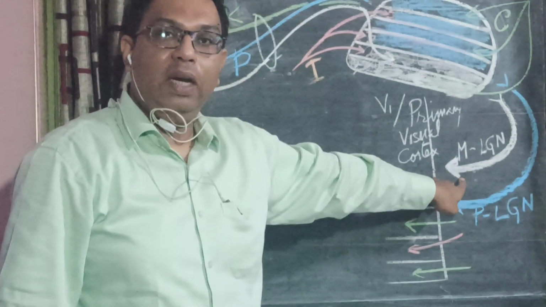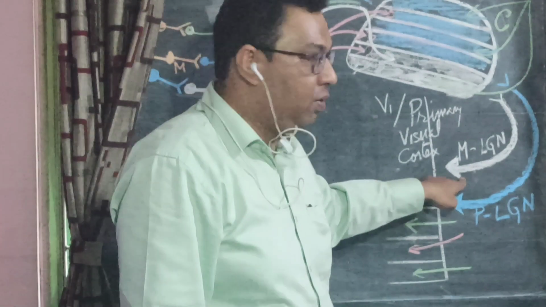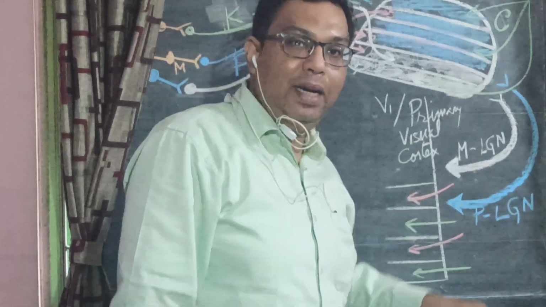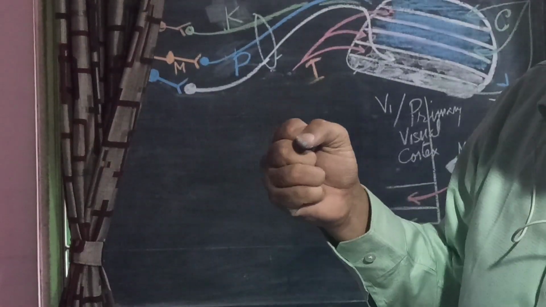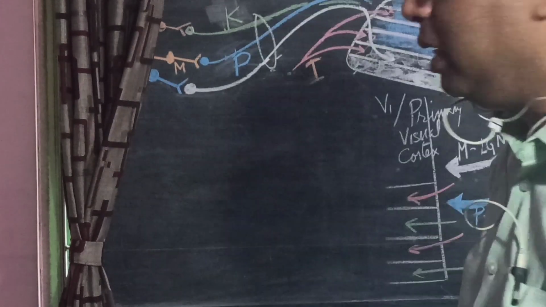This magnacellular pathway will carry very fast information. They are very fast in transmission of information, and they carry the perception of dim light, and they also help in the detection of movement at the periphery.